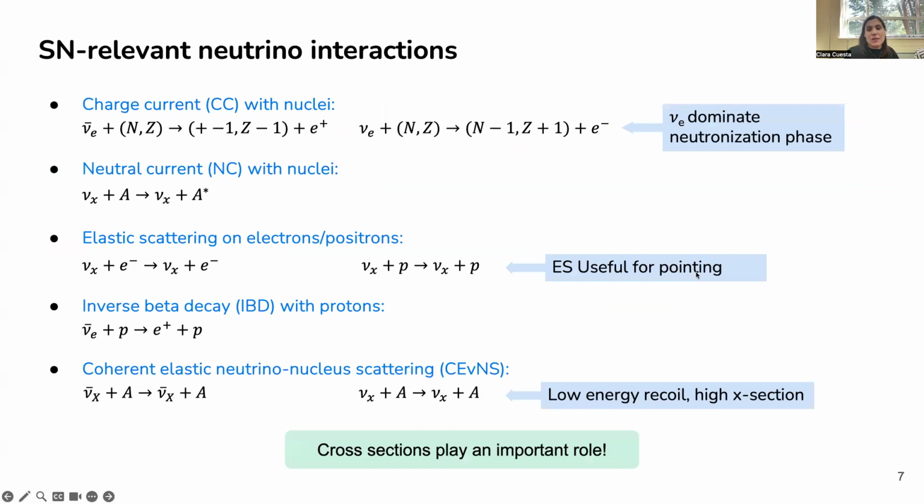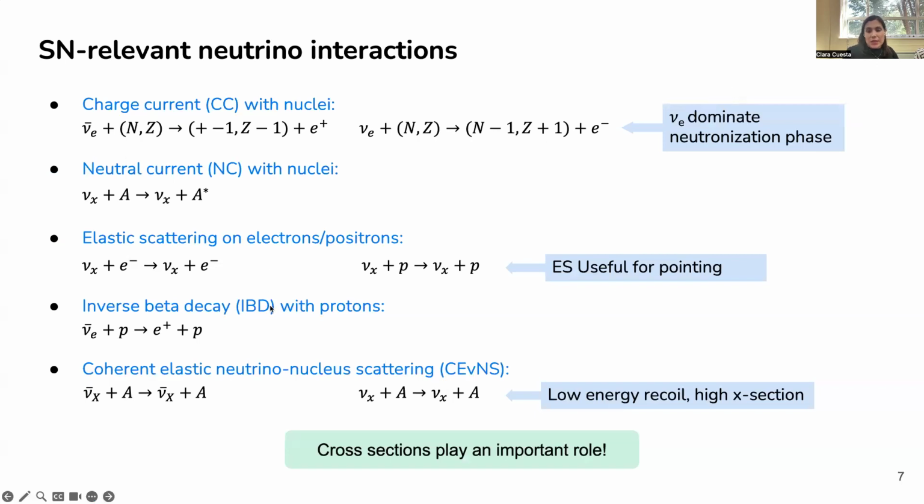The supernova neutrinos undergo different interactions when they encounter our detectors. First, the electron neutrinos or antineutrinos undergo charged current interaction with the nuclei. This is the most relevant interaction to capture the electron neutrinos that dominate the neutronization phase. Then there is the neutral current interaction with nuclei for all types of neutrinos, although the cross-section for this interaction is lower. And the elastic scattering on electrons or positrons, which is useful because the electron or positron gives the information of the direction of the incoming neutrinos, which is useful for pointing towards the supernova.